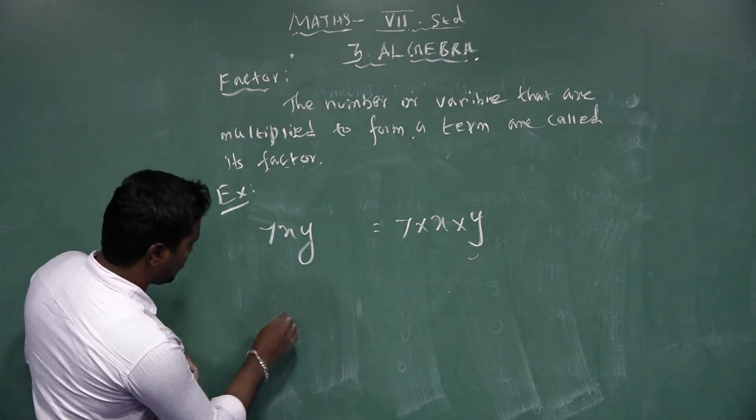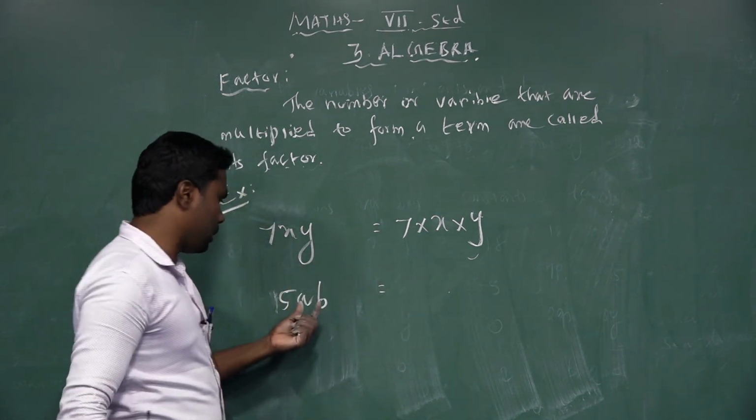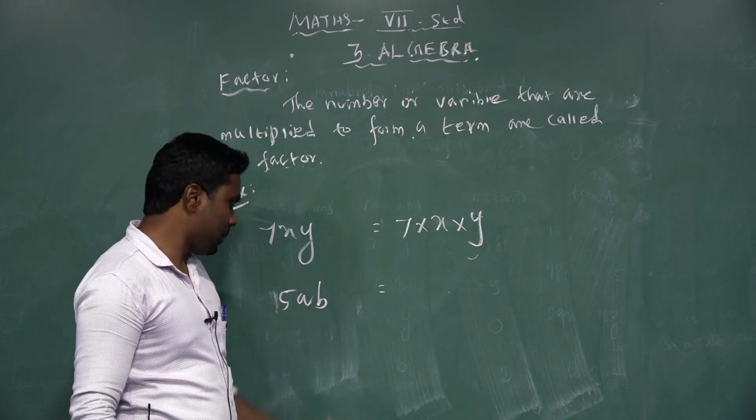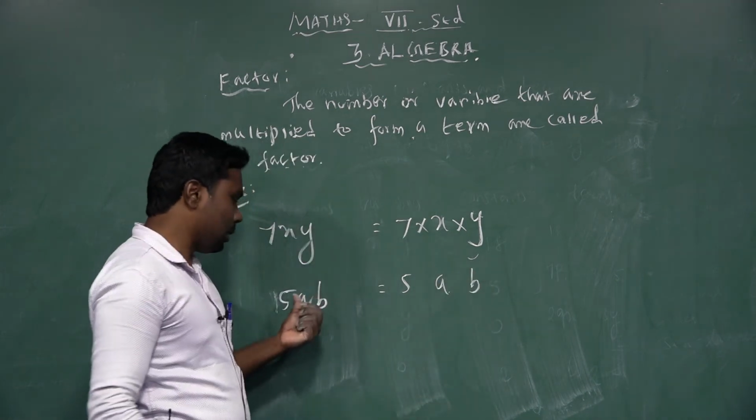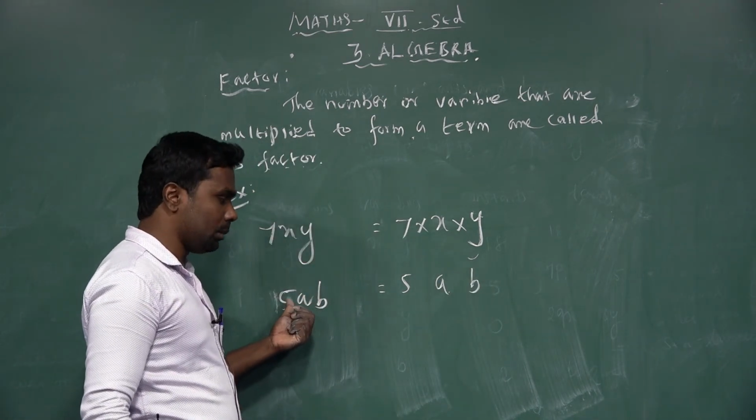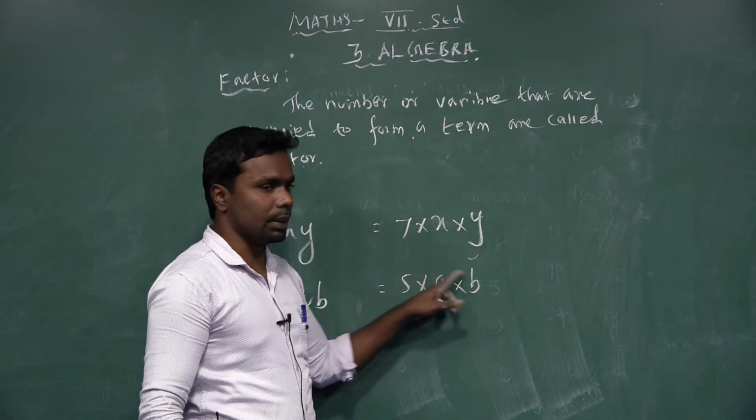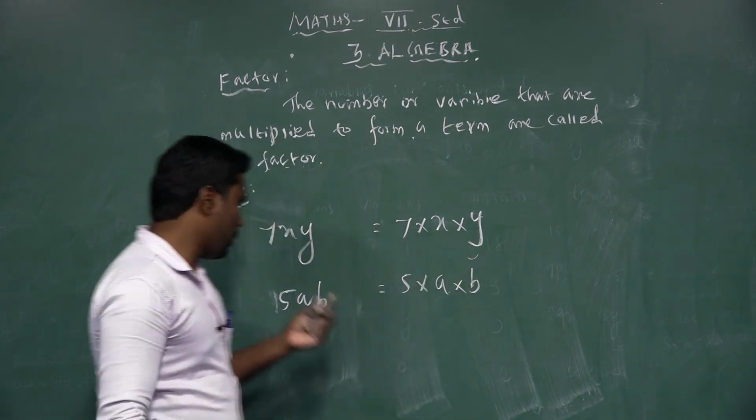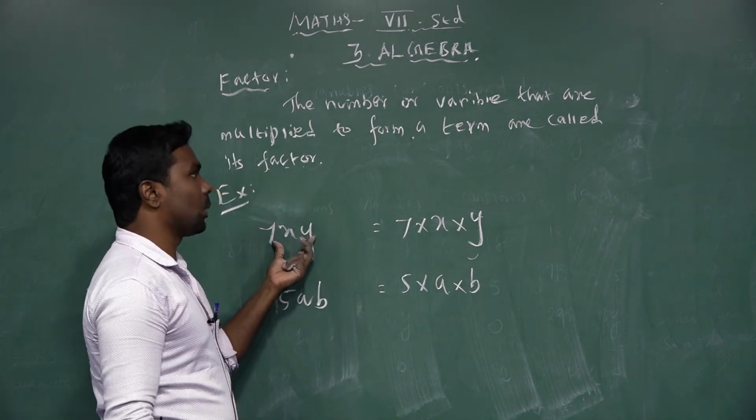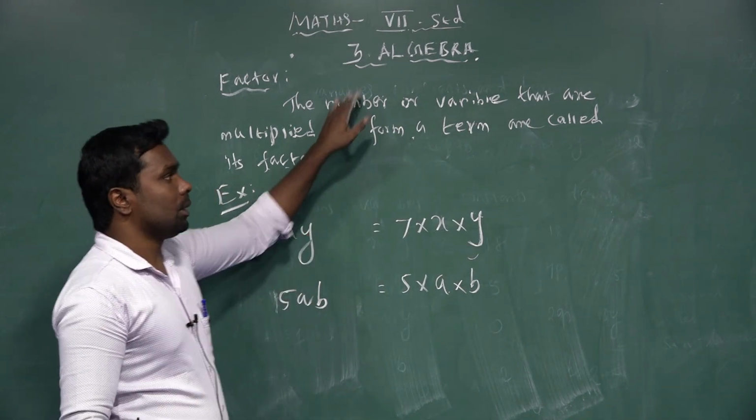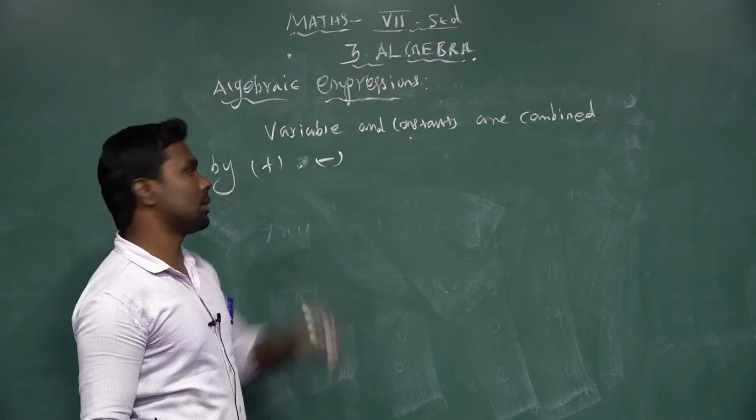Another example, 5ab. The term 5ab is formed by the number 5, a and b, the product of 5, a and b. So these are all factors of 5ab, and those are all factors of 7xy. So what is a factor? A number or variable that is multiplied.